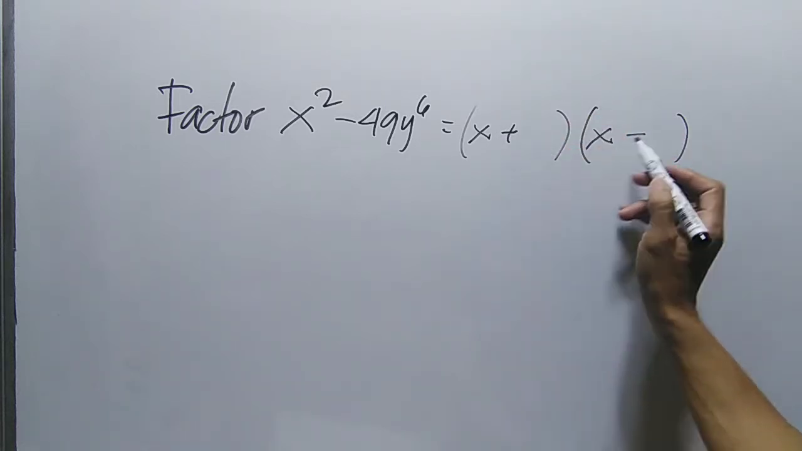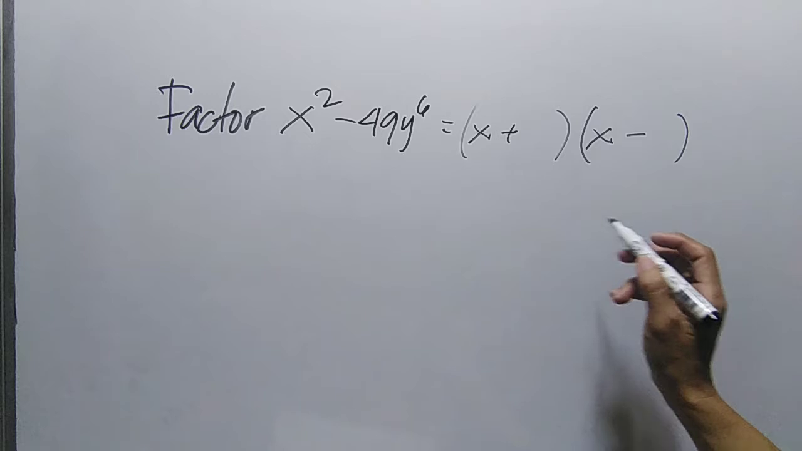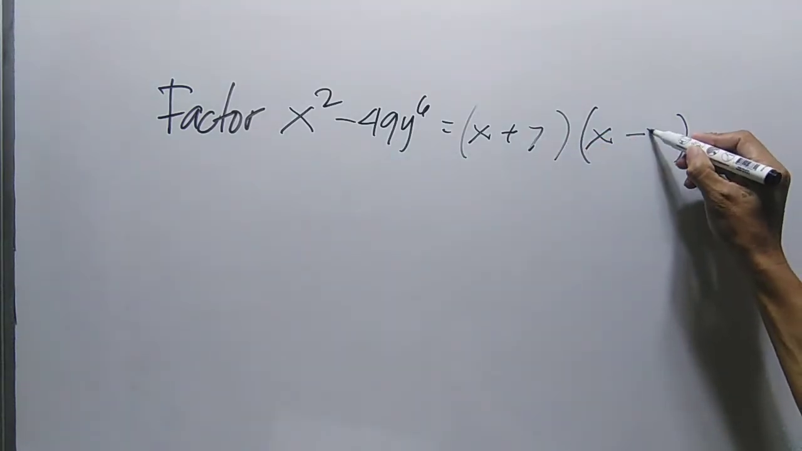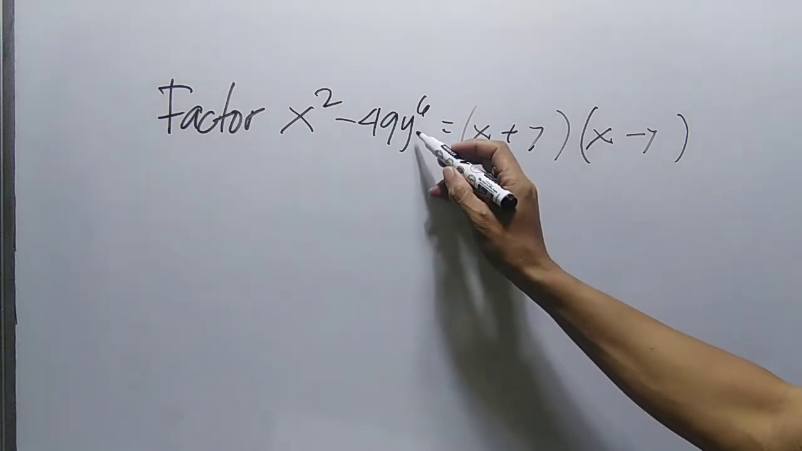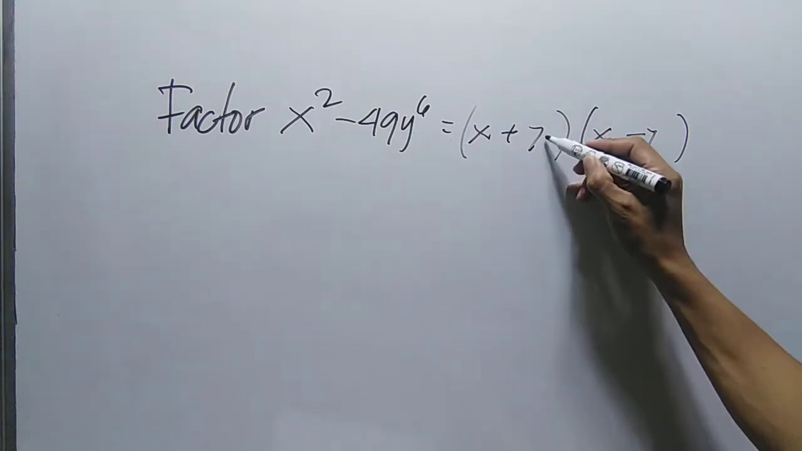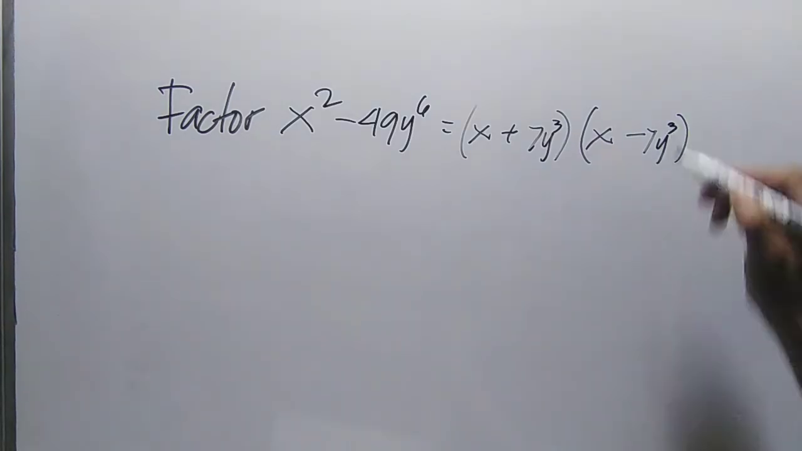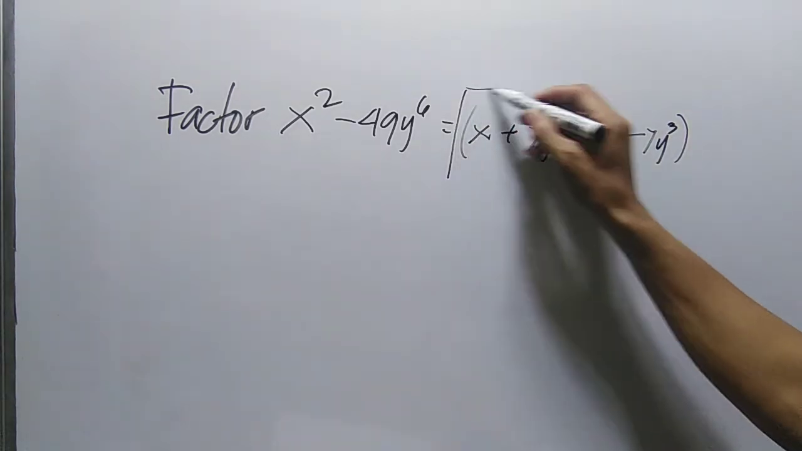Pwede negative dito, pwede positive dyan. Okay, then factor ng 49, that is 7. 7 times 7 is 49. And factor ng y to the 6th power, that is y cube. Y cube. Okay, so ito na yung factored form natin.